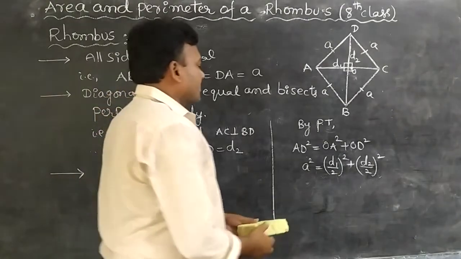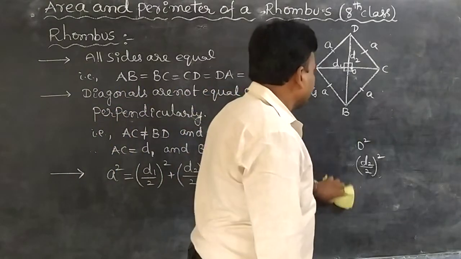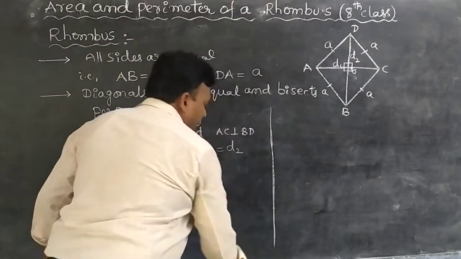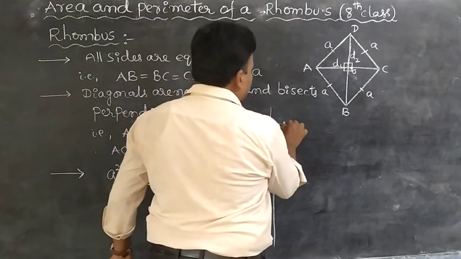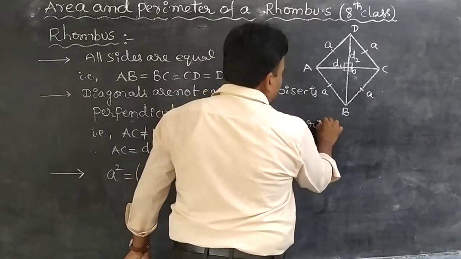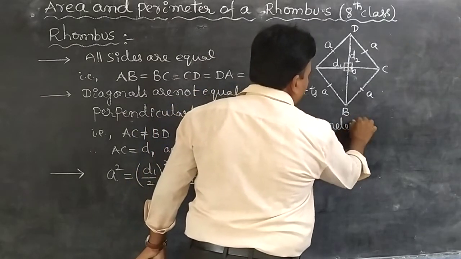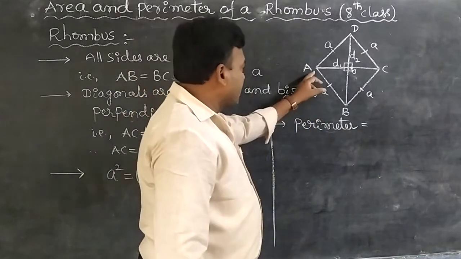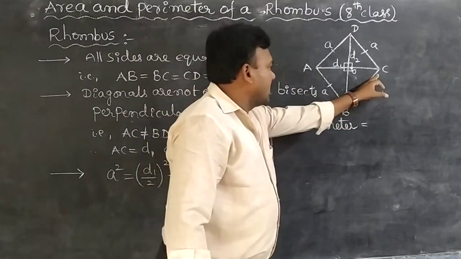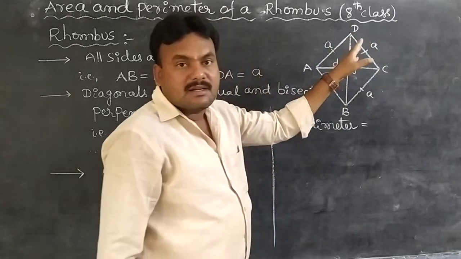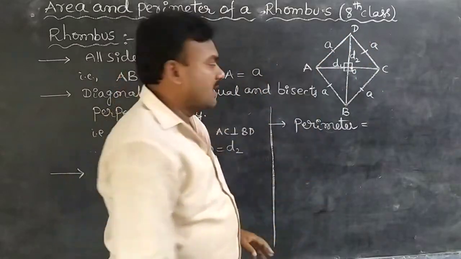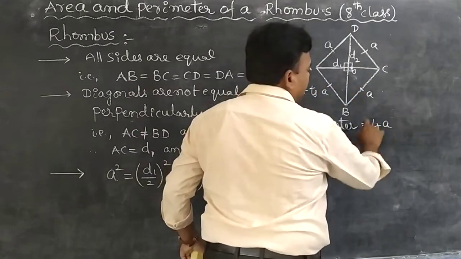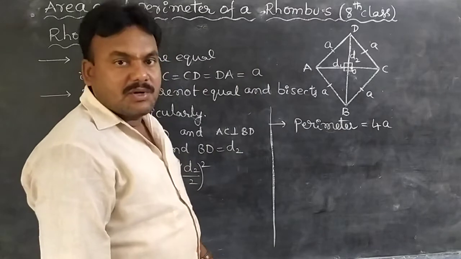Now we come to the formulae. First one, perimeter of a rhombus. Perimeter means the length of all sides: a plus a plus a plus a. How many a's are there? Four a's. That's why perimeter equals 4a, where a equals the side.